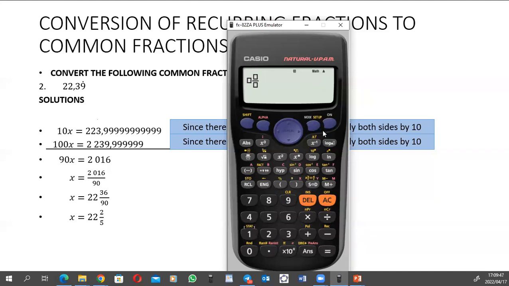I'm going to try again, but repeating the same thing will not give you a different answer. I'll fix this later on. All right. Try with your calculators. It will give you 22,3999999. Okay.